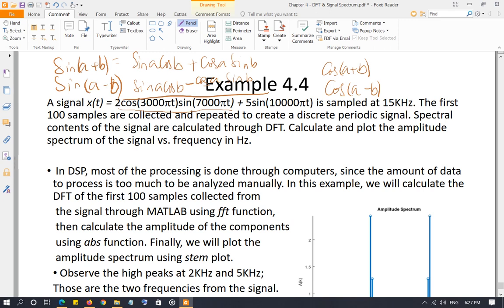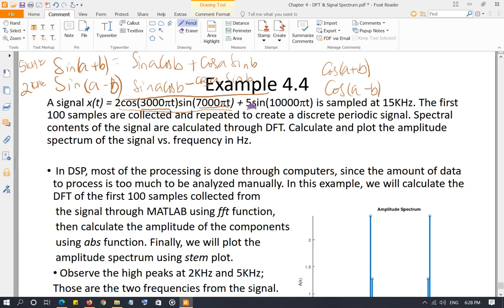So 2 sine a, if I call this a, 7000 pi t, cosine b. And what is that? Sine a plus b, which would be sine of 7000 pi t plus 3000 pi t, 10,000 pi t, plus sine a minus b. So one component has 10,000 pi t, that is the frequency of that component is 5000 hertz, and the other component is 7000 minus 3000, 4000 pi t. The frequency value is 2000 hertz. So from this I have a 5000 hertz frequency, and from this I have a 2000 hertz frequency.